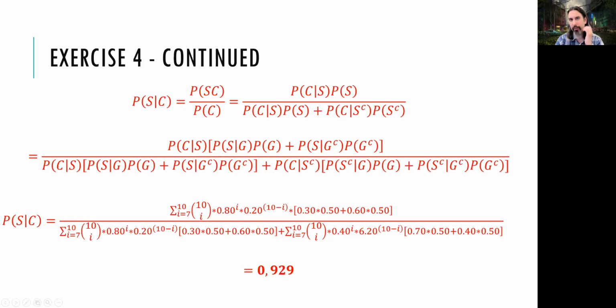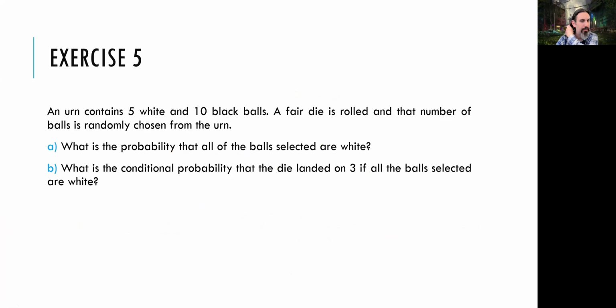Another question now. We have 5 white and 10 black balls. A fair die is rolled, and that number of balls is randomly chosen from the urn. Okay, we are going to pick balls, but we are rolling a die for that one. Okay, what's the probability that all the balls selected are white?